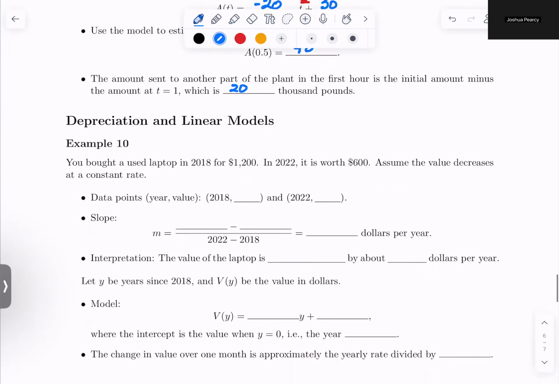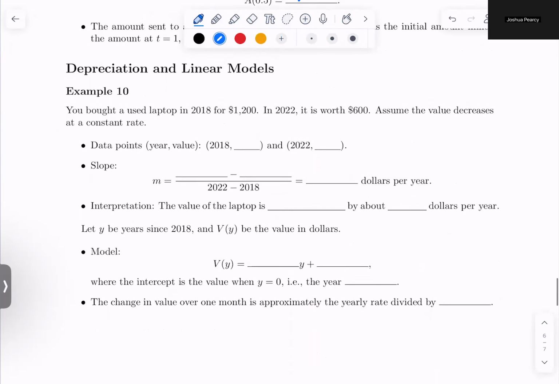So this last one here we're going to go through goes over depreciation. So it says you bought a used laptop in 2018 for $1,200. In 2022, it is worth $600. Assume the value decreases at a constant rate. So that means every additional year you have the laptop, it keeps going down in value by the same amount each year. So here are the data points. Here we have the year, then the value. So in the year 2018, the value was 1,200. And then in the year 2022, it was 600.